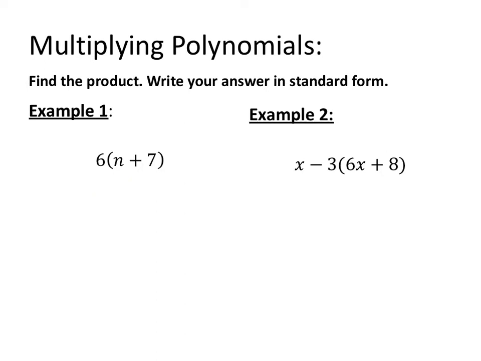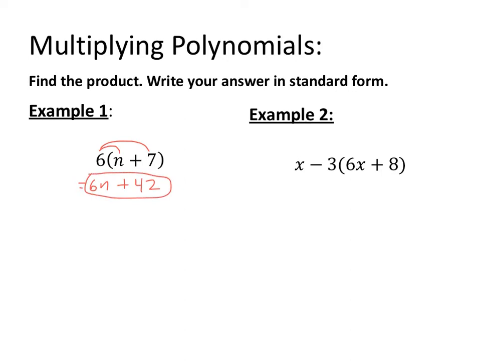When we're looking at this, we're going to have to distribute the 6 to both pieces. It's 6 times n and 6 times 7. So 6 times n is just 6n, is how we would read that. And then 6 times 7 is a positive, so I'll have a plus and then 42. One thing to double check is to make sure that's in standard form, and it is. So I'll just circle my answer.